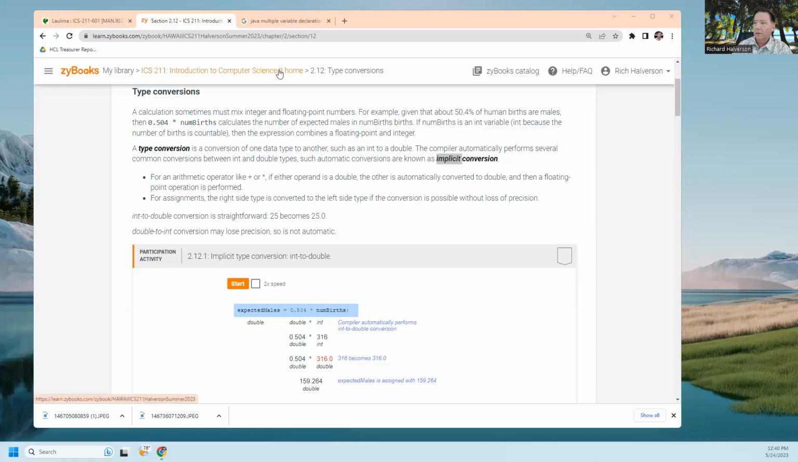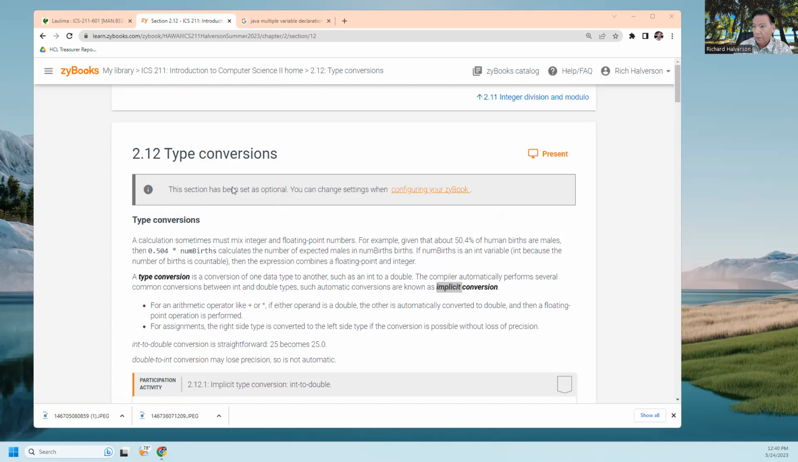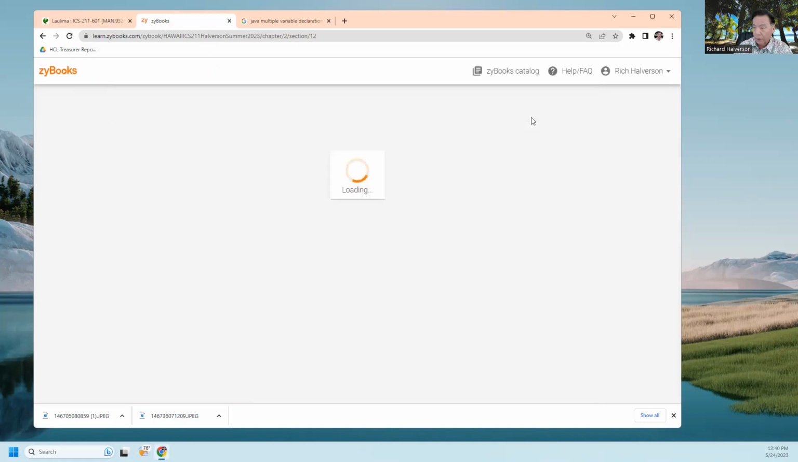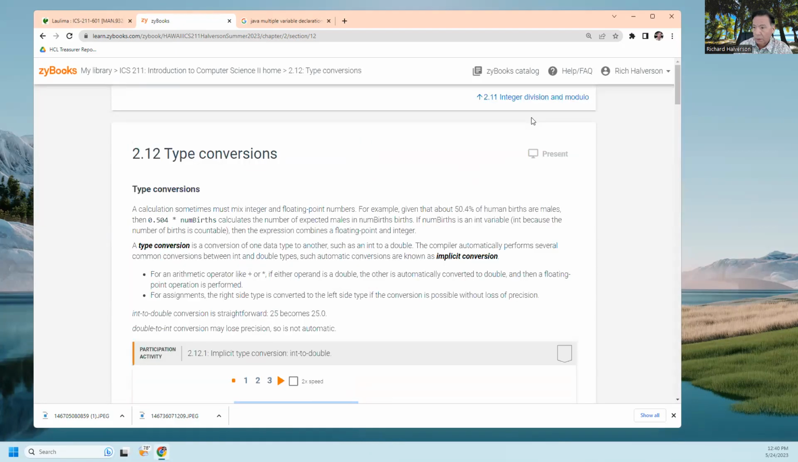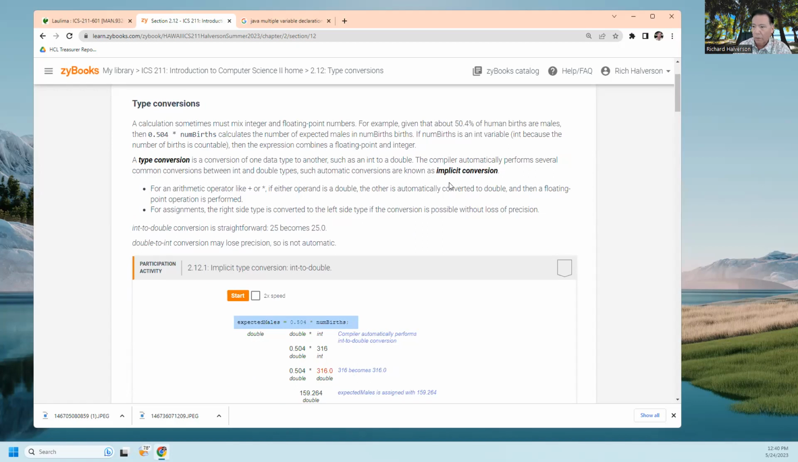Okay, I've decided to add this section. So if we go back to the top, hit refresh, and now when you look at yours, you should see that it's no longer optional. Okay, real quick, I'll go through all of them right now.